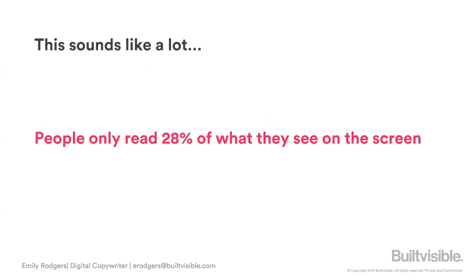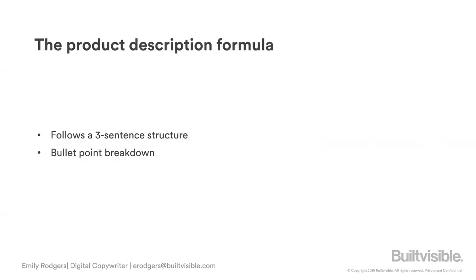I know that this looks or sounds like a lot, but honestly, the customer won't really be reading everything on the page. People only read about 28% of what they see on the screen. They'll be scanning for the information they need to make an informed decision, but that doesn't mean that you shouldn't make every effort not only to include these elements, but include them to the best of your brand's abilities. So the product description formula, there is a best practice for product descriptions, contrary to popular belief.